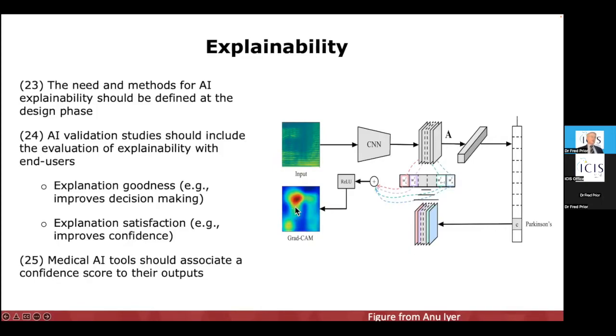And we did some experiments where we knew, for example, that males versus females would have a shift in the frequency range. And so we could see that's really what the algorithm was picking up, to help us be sure that we understood the explainability algorithm. I also want to highlight the fact that this figure and this work was done by Ms. Anu Iyer, who is a very precocious high school student that I have the privilege of working with.